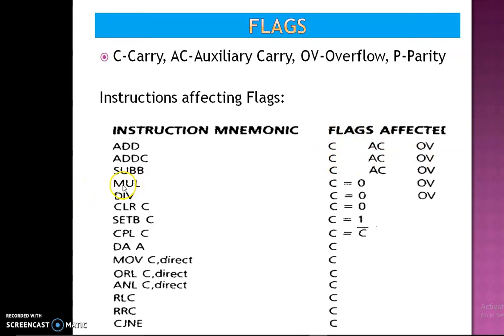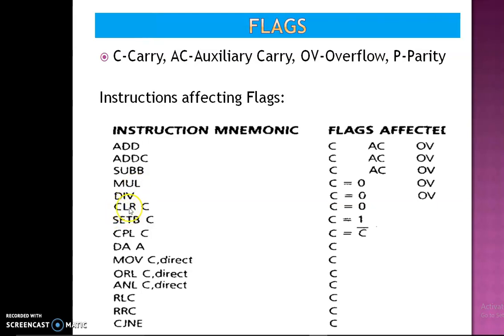Next, come to the next instruction, MUL, multiplication. It is affecting only carry flag and overflow flag. So carry flag is reset. Always when you are doing multiplication, carry flag is reset. And division, carry flag and overflow flag. Always carry flag is 0 when you are doing division operation. So using multiplication and division, 2 flags are affected, carry flag and overflow flag, and carry flag is reset always. So remember, with multiplication and division, 2 flags are affected, carry and overflow, and the carry flag is reset.